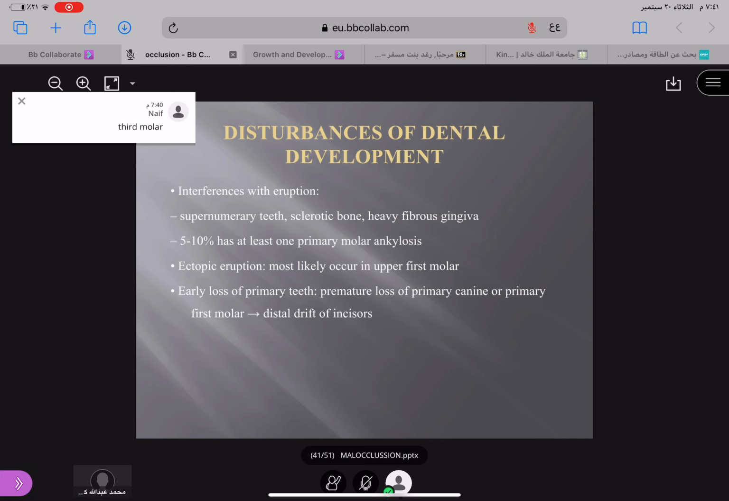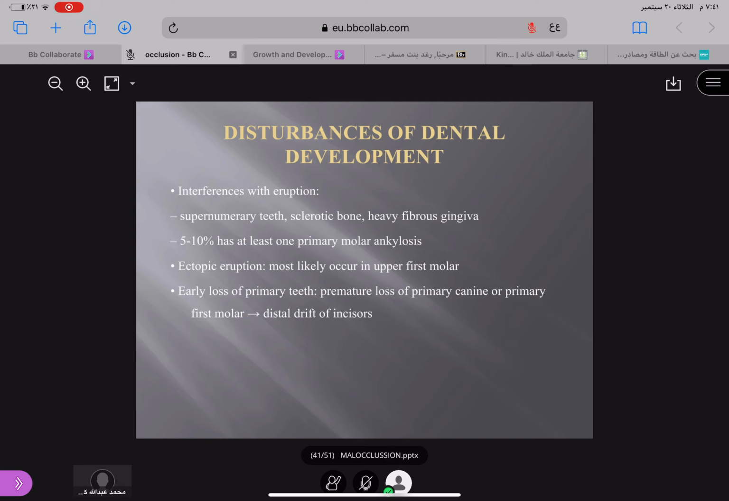Third molars, exactly. So the disturbances of dental development, interference with the eruption, right? Teeth might be present, but they are not erupted because of the interferences. This is one cause. Supernumerary teeth might be there which are hindering their eruption. Sclerotic or dead bone, thick bone, heavy fibrous gingiva due to trauma or something else due to development, hindering the eruption of the teeth. Five to ten percent have at least one primary molar ankylosis. That's a large percentage.